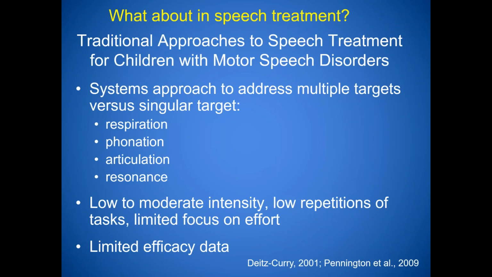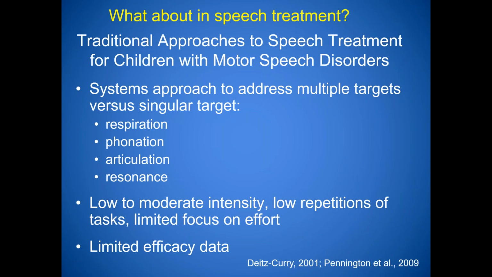So what about speech treatment? Well, as you may know, there are very few approaches to look at that are systematic, and mostly what we find in the literature and find in practice are traditional approaches to speech treatment for children with motor speech disorders. And that means that we might take a single target in a single subsystem or multiple targets that would cover respiration, phonation, articulation, and resonance.